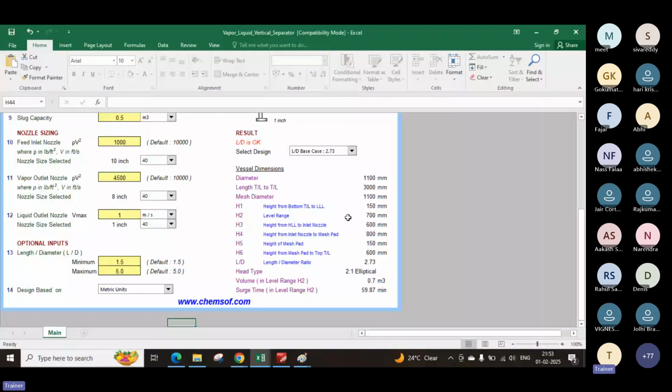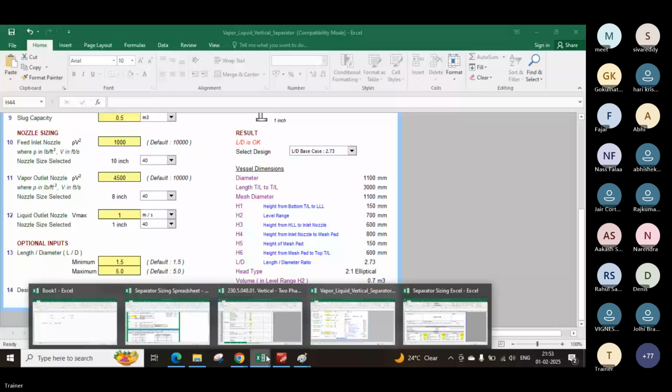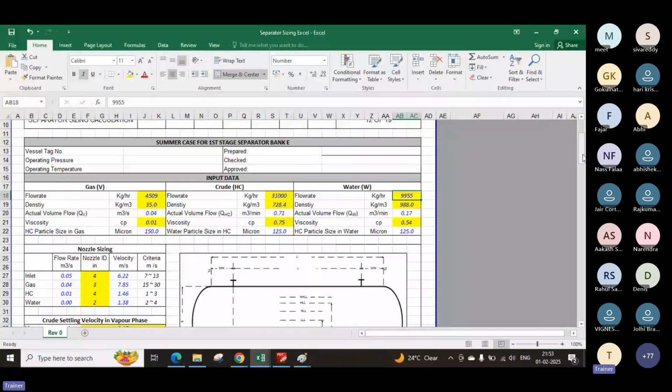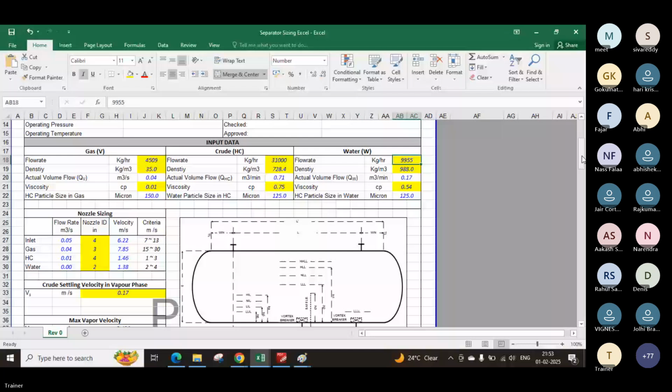However, I'll just show you one more sheet. Here you can see, let me remove this, or let me have this as well. You can see my screen, right?